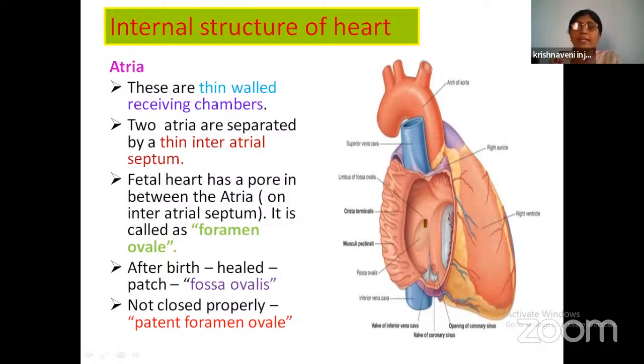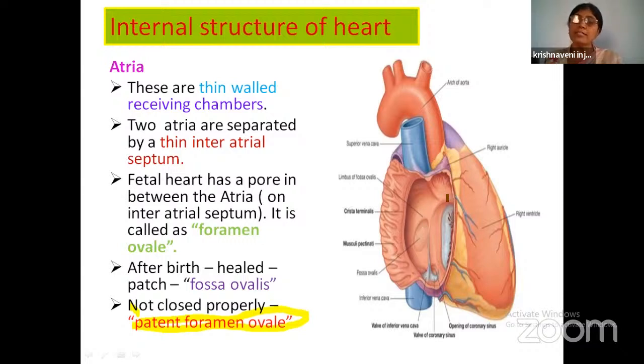If this patch is not healed, if that pore is not closed properly, we call it patent foramen ovale. Patent foramen ovale. After birth, we are able to watch only a patch like this. Okay, this is the right atrium. You are able to watch only the right atrium. The left atrium is on the other side.